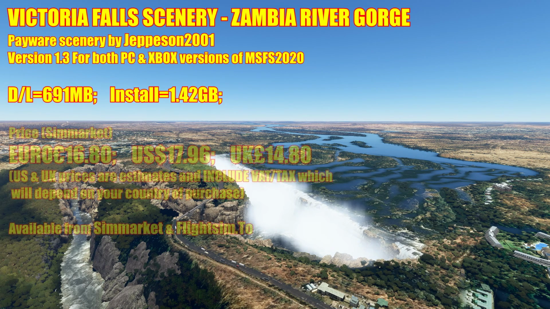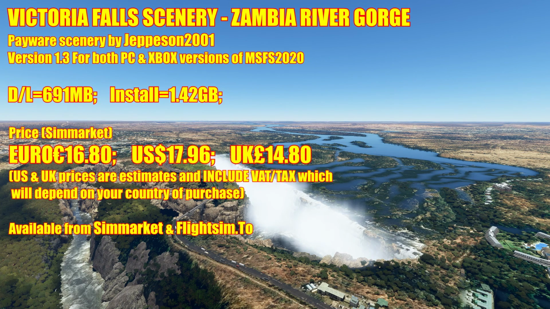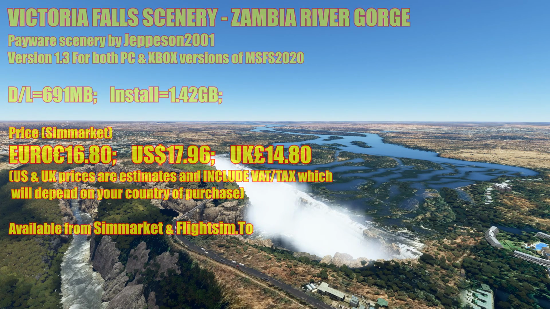I'm going to give you the Simmarket price because they include VAT. It sits at €16.80, which equates to roughly $17.96 US, or £14.80 UK. The US and UK prices are estimates transposed from the euro, and they do include VAT attached, which of course will vary depending on your country of purchase.